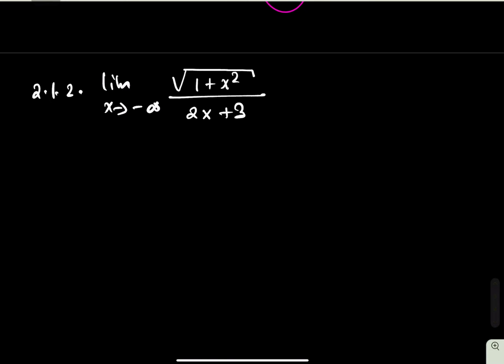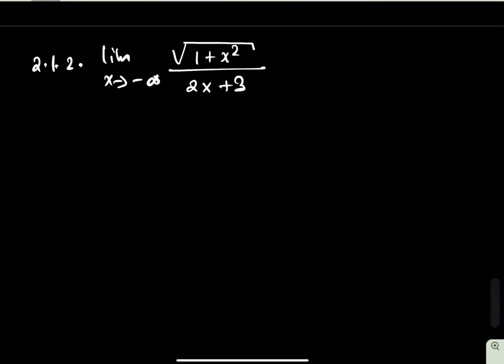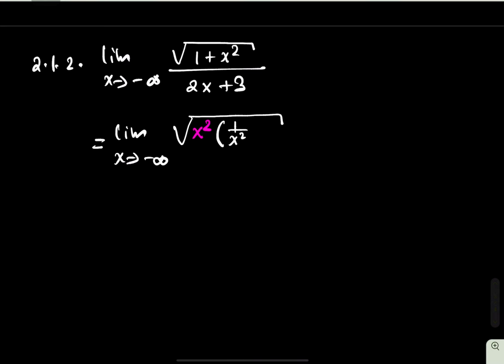So we want to do this limit. Notice that we are now approaching infinity. So this is where you largely deal with taking out the highest degree in a polynomial or inside the square root. In this particular case, we see that we have a square root. So I'm going to focus on that stuff. That is the limit as x goes to negative infinity of the square root. I can take out my x squared inside, and then I'll be left with 1 over x squared plus 1, divided by 2x plus 3.